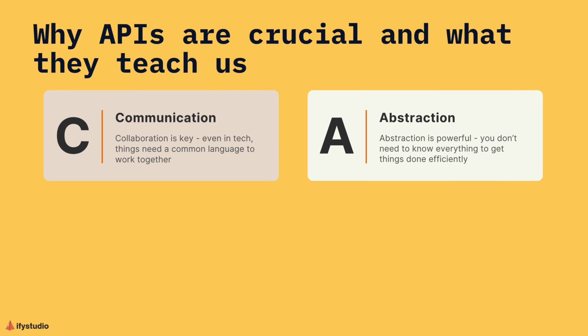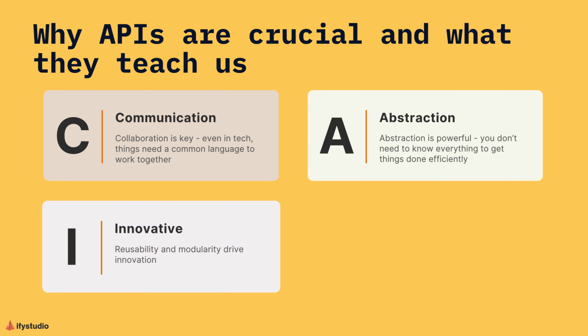Abstraction. APIs simplify complex operations. As we have already discussed, APIs hide the complex logic behind simple interfaces. For example, one API call can trigger hundreds of backend steps, and developers only need to know what to ask for, not how it's processed internally. So definitely, abstraction is powerful. You don't need to know everything to get things done efficiently.